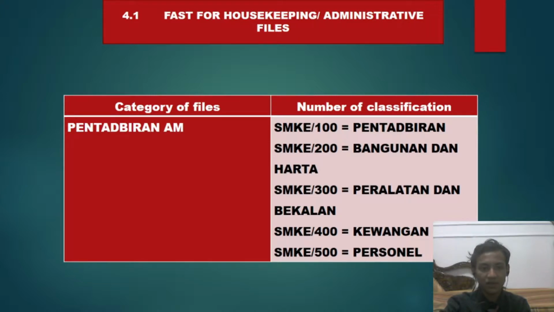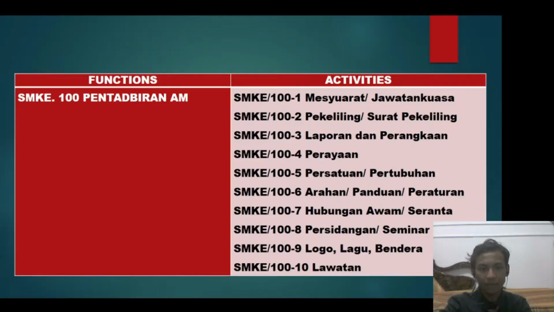This figure shows the category of files in pentadbiran am and its number of classification: pentadbiran, bangunan dan harta, peralatan dan bekalan, kewangan, and lastly personnel. This figure shows the functions of pentadbiran am and its activities.